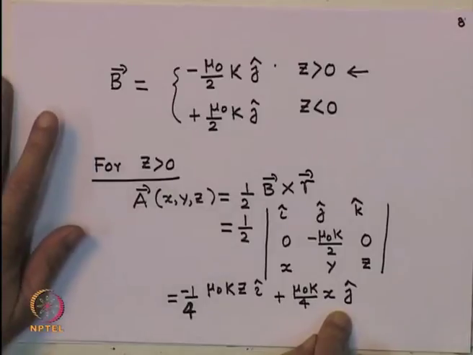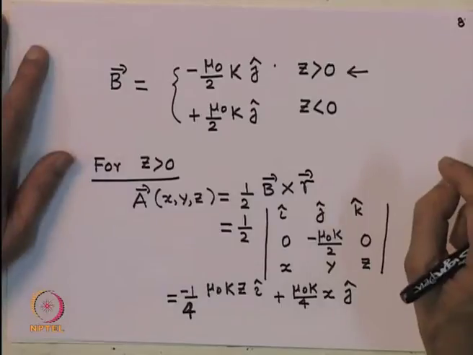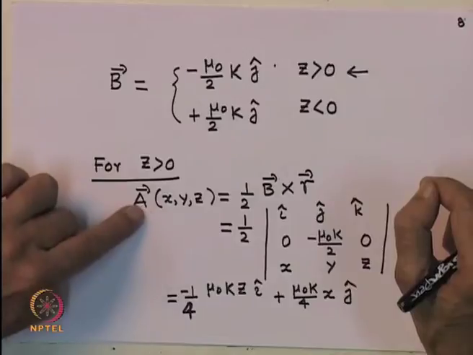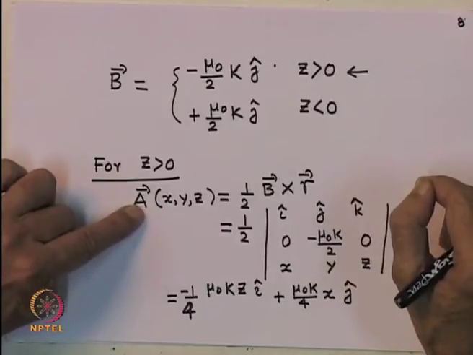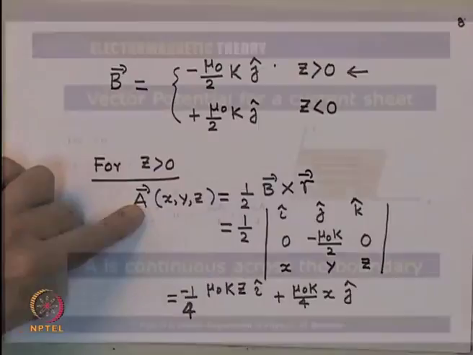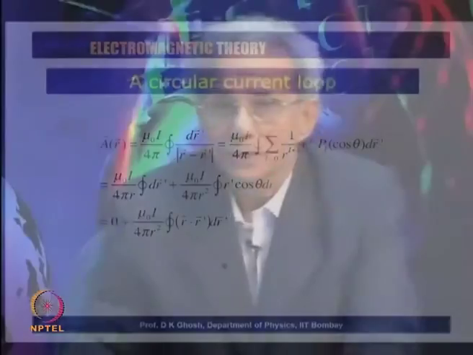So, therefore, one of the things that you notice is the following: if you are looking at any component, normal or the tangential component of A, that is actually continuous across the boundary, because both these expressions are continuous across the boundary. My next example is going to be a circular current loop. It is a little tricky, but is also a lot more important because of its utility.